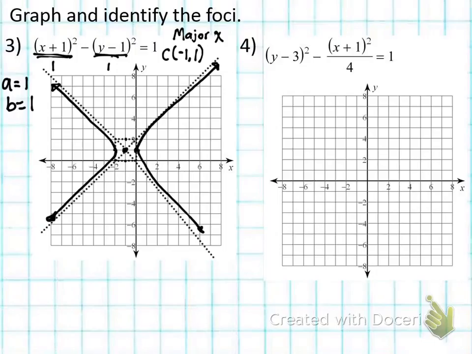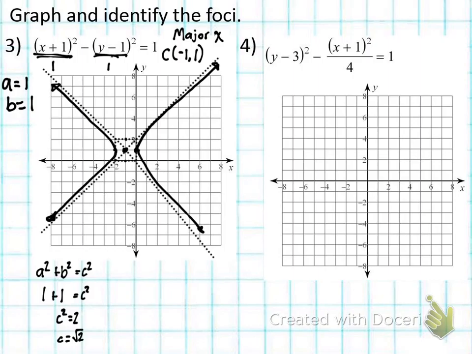Now, how do we find what the foci are? Pythagorean theorem: a² + b² = c². So we're going to start with that formula. Writing that down. So we're putting in a and b. 1 plus 1 is equal to c², so therefore c² is equal to 2. Take the square root of both sides. c is equal to the square root of 2.